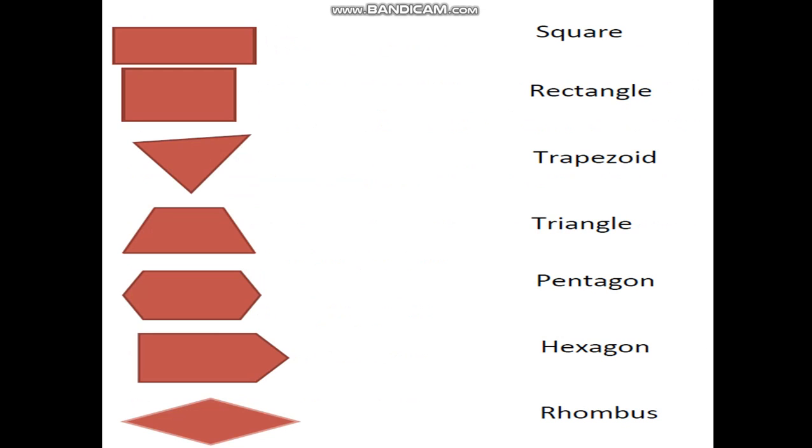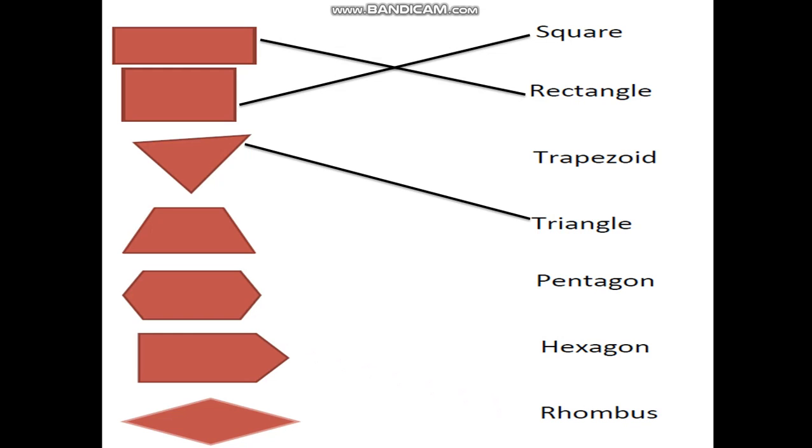Match. Page 9, match. Okay, the first shape is rectangle. The second is square. The third shape is triangle, and the fourth is trapezoid.